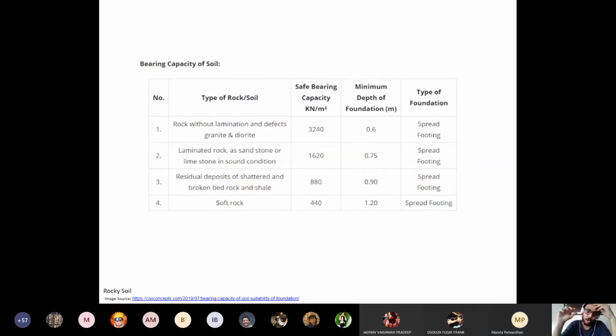Okay, sorry. So when it comes to rocky soil, what I have put over here is a very simple bearing capacity of soil. In case of rocky soils, there are four different categories. Each of them indicates a safe bearing capacity, the minimum depth of foundation, and the kind of foundations this soil can take at this depth. Please note these are more like rule-of-thumb figures for us.